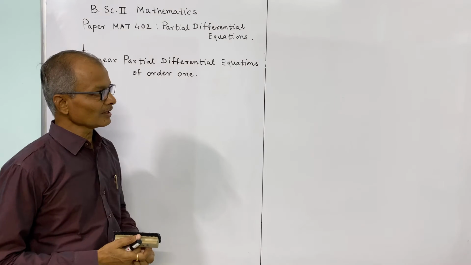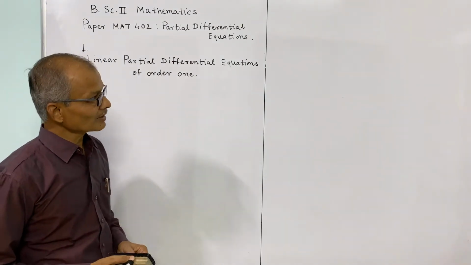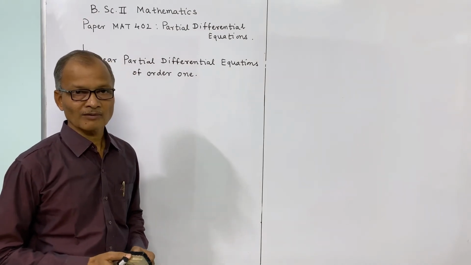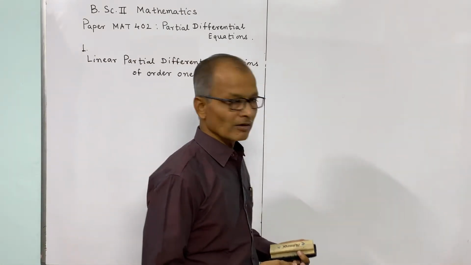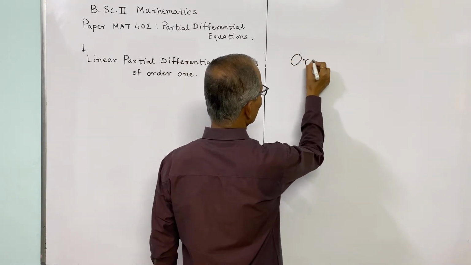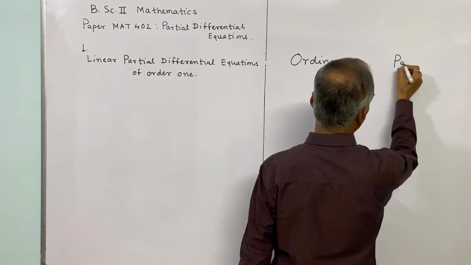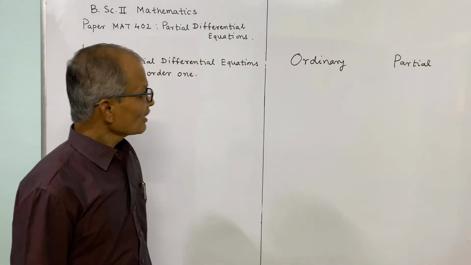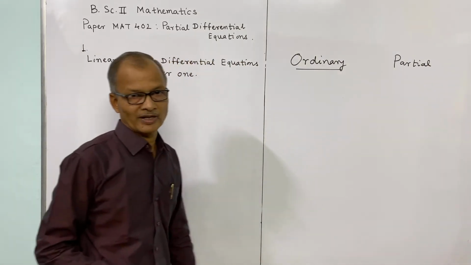We are going to study the paper of partial differential equations. Last year we have also studied the paper of differential equation. There we have studied both types of equations, that are ordinary differential equation and partial differential equation. So what is the difference between ordinary and partial differential equations? Here for ordinary differential equations, there is a function of one variable only.